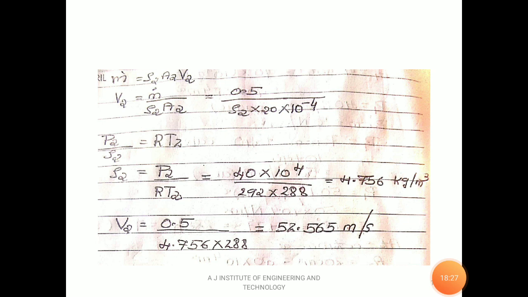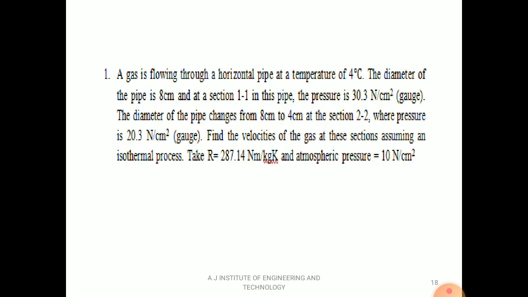This kind of problem is very easy to solve, but you have to remember the expressions for the isothermal process as well as the adiabatic process, and you should know how to convert from the given unit to SI unit. For example, Newton per centimeter square to Newton per meter square, from gauge pressure to absolute pressure, temperature from degree centigrade to degree Kelvin, and area from centimeter square to meter square. That's all. So let us go for the next problem, the second problem.